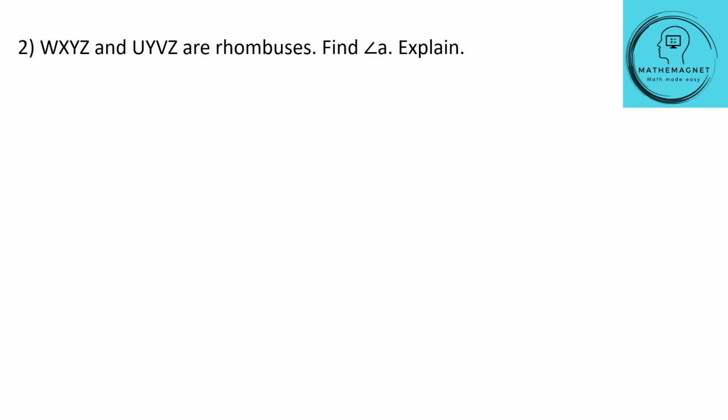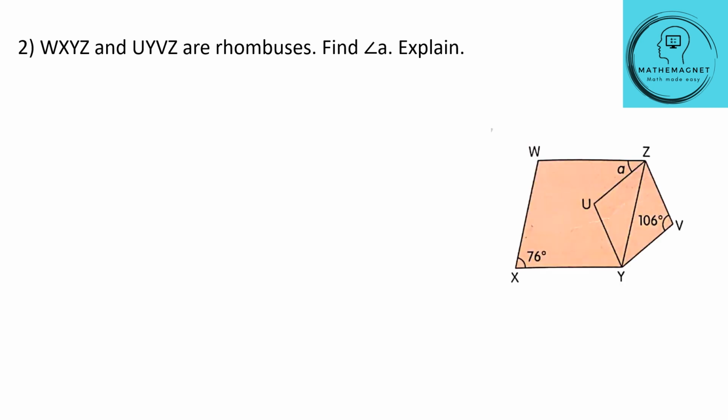Question number 2. WXYZ and UYVZ are rhombuses. Find angle A. Explain. Now in this image we have two rhombuses that have been given, and we have been asked to find this unknown angle A. So to begin with, we will start with this rhombus, which is UYVZ.